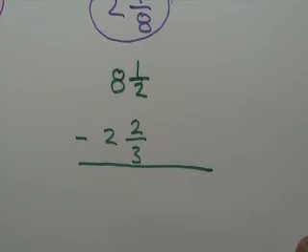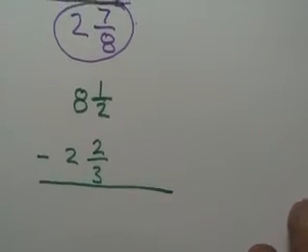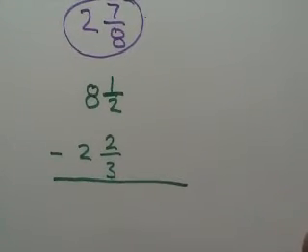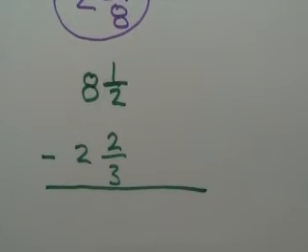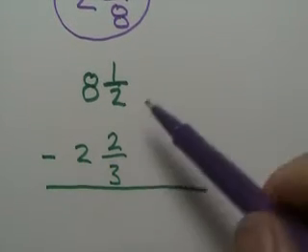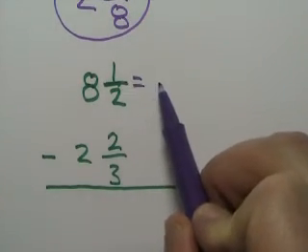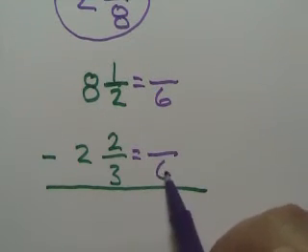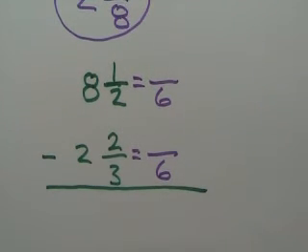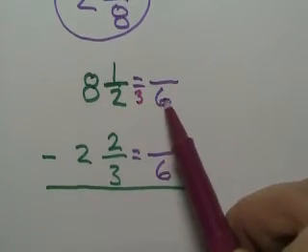Okay, here's our last problem. Eight and a half minus 2 2/3. Well, first of all, we need to find a common denominator. That common denominator would be 6. Now we need to find the new numerators. So let's see. 2 times 3 is 6.